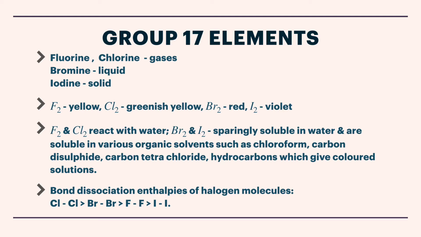Now we'll understand the color of each halogen. Fluorine is yellow in color. Chlorine is greenish yellow in color. Bromine is red in color. Iodine is violet in color.